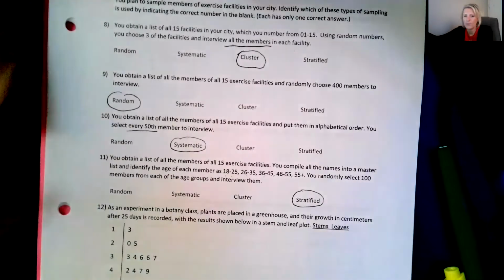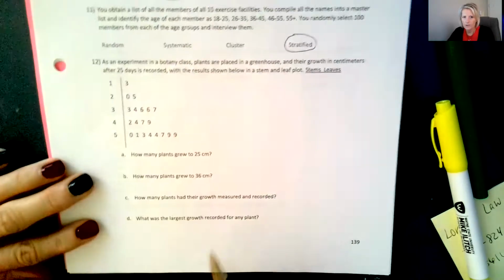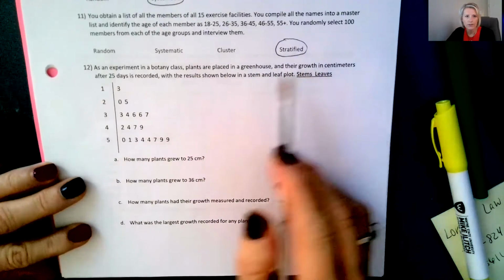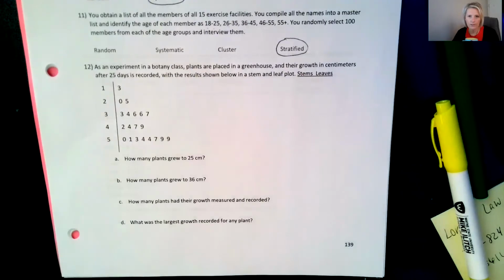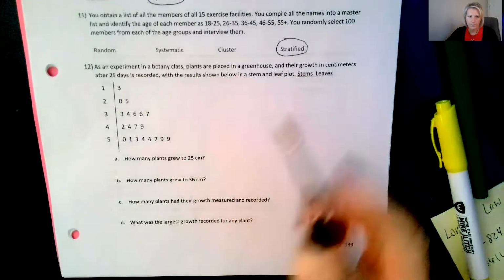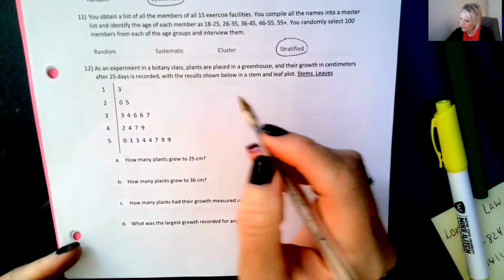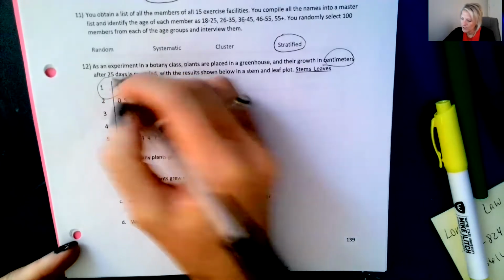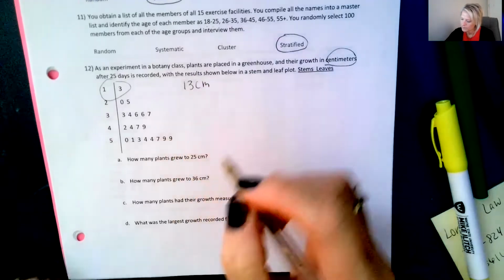Okay, next up, we're going to look at a stem and leaf plot and answer some questions. So it says, as an experiment in botany class, plants are placed in a greenhouse and their growth in centimeters after 25 days is recorded, with the results shown below in the stem and leaf plot. And these are my stems and these are my leaves, and they are measured in centimeters. So this one right here means that there was a plant that measured 13 centimeters.